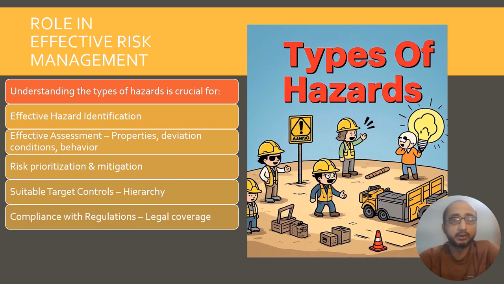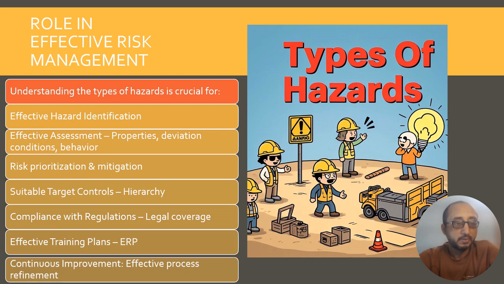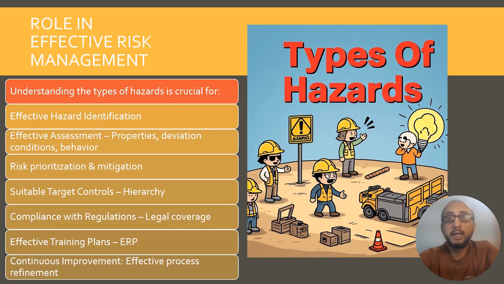Then suitable targeted controls: they help in the selection of suitable controls, which is very essential. They let us follow the hierarchy of control. Then compliance with the regulations and legal requirements: if we have a good understanding, obviously we can cover all the aspects which are required in the legal frameworks. Then effective training plans: they help in developing effective training plans, so we can ensure that, especially for the critical hazards, we have emergency procedures to cope in case of any emergency.